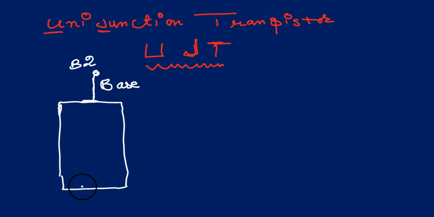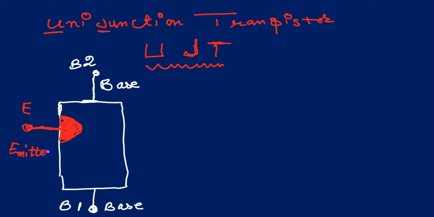They are called bases, base B2 and base B1. They are the two terminals. And the third terminal: when the N-type bar is doped with P-type impurities at one side near B2, that terminal is called the emitter. So a PN junction is formed.